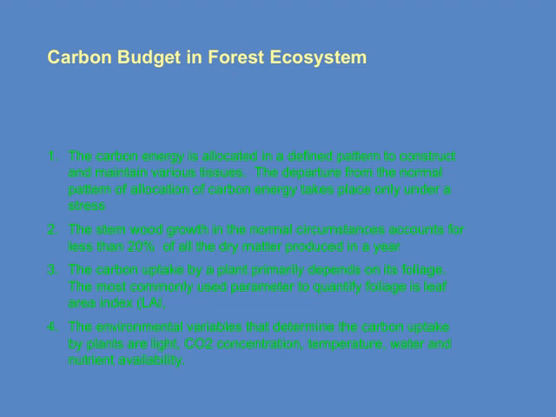Connecting this to our broader theme, understanding these processes helps us grasp how forests act as carbon sinks and how they respond to environmental changes. It's a complex, dynamic system where each component plays a vital role in the forest's carbon budget.